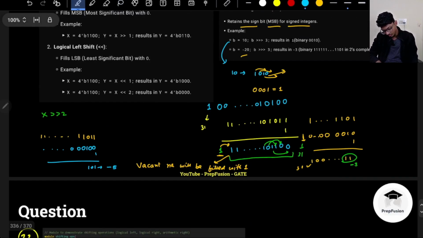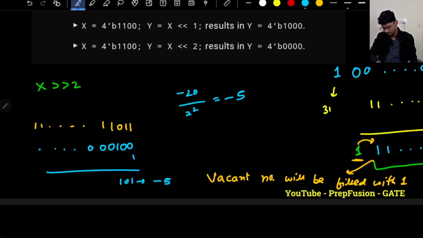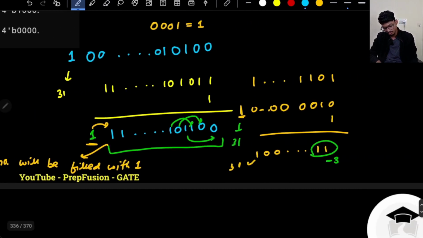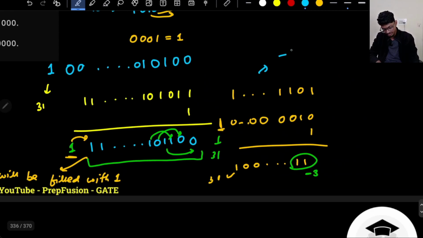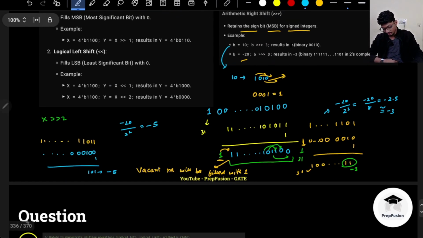So basically, if you observe, what we are doing is -20 divided by 2 raised to power 2, that is minus of 5. Sorry, not minus of 4, minus of 5. Here we are doing minus 20 divided by 2 raised to power 3, that is minus 20 divided by 8. So this is equal to minus 2.5. If it is at minus 2.5, it will choose -3. That is what you have to do.